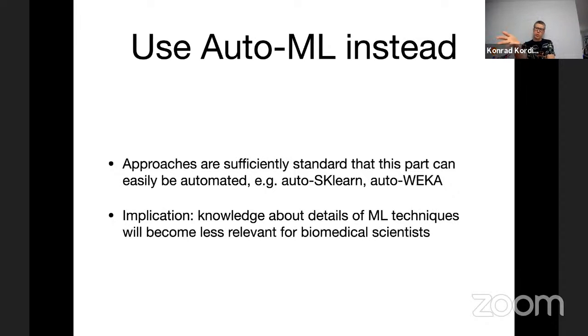And then what would you do with it? Well, you would see that random forests are really good, and support vector machines are kind of good, and the linear techniques are really, really bad.